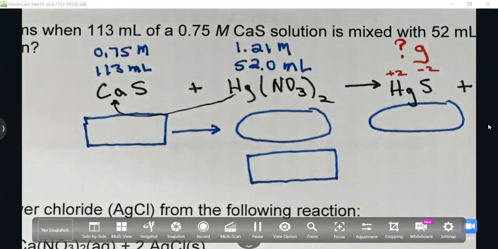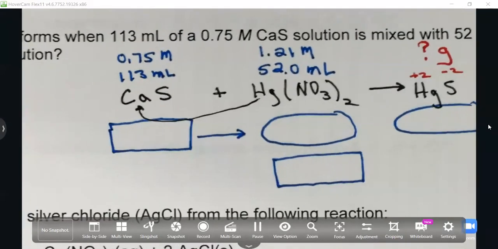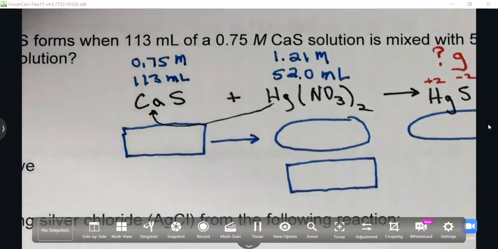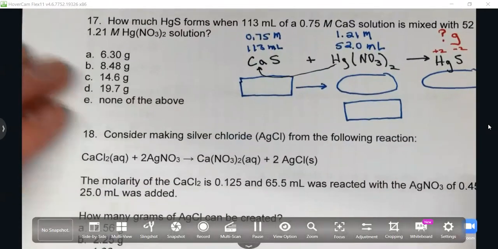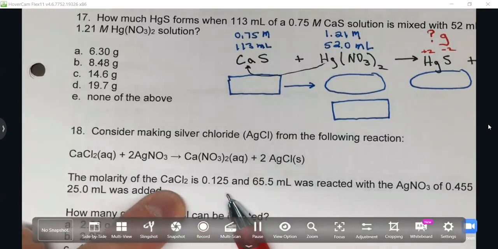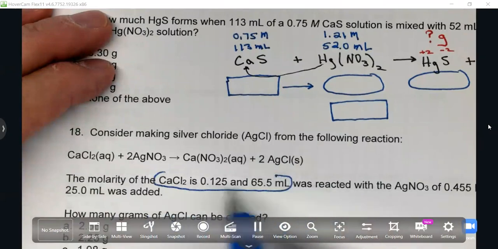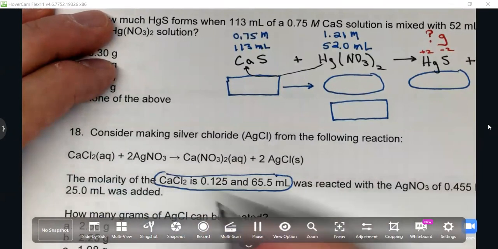So, okay, in 18, consider making silver chloride. How many grams of AgCl can be created? Let's see. Oh, we've got the reaction in this one. And maybe we can sneak this in there as it is. What do we got here now? So the molarity of calcium, let's take this much. Oops, I better watch out. How many moles is this? Let's figure out the moles here.